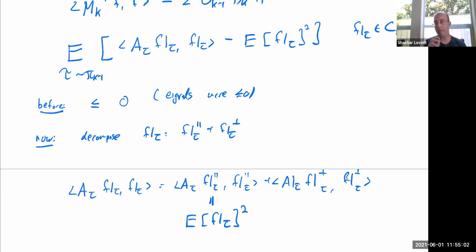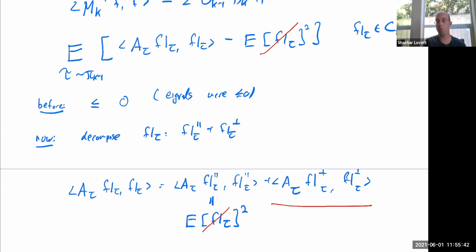Again, we're just looking link by link. We have a graph, and we have a constant function on the nodes. We apply this random walk on this constant function, with again a constant function. So the inner product is just the average of the function squared, which exactly cancels the average function here. So what we have left is just the action of A on the orthogonal parts.